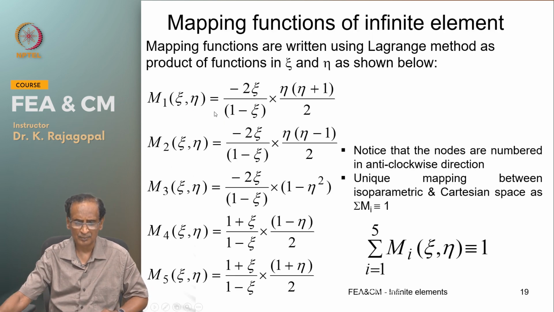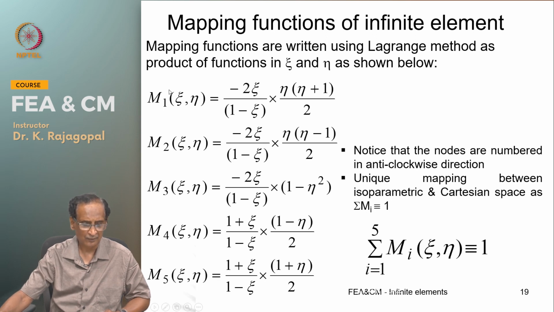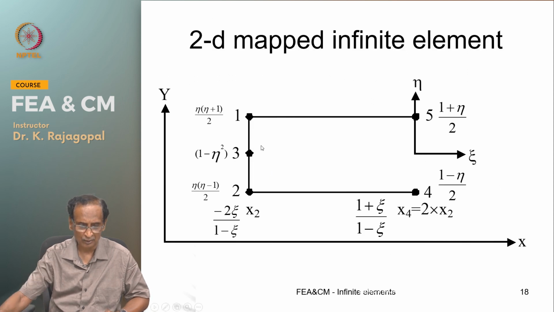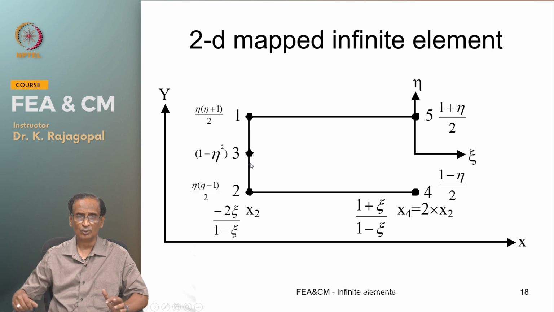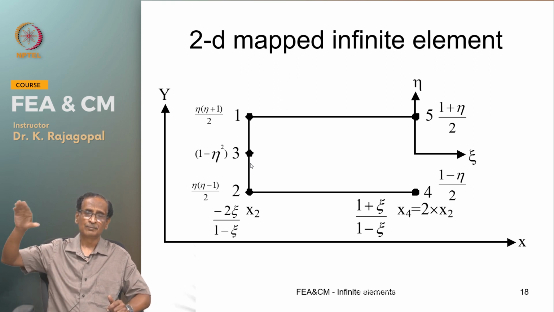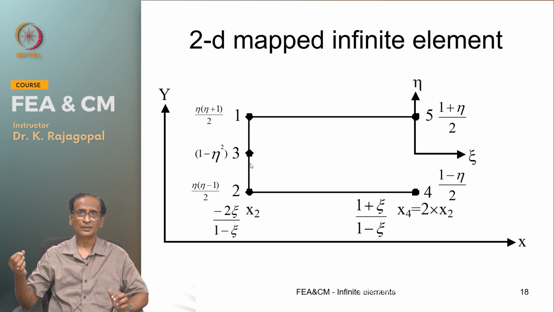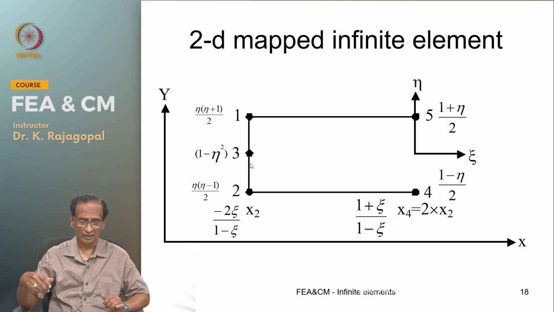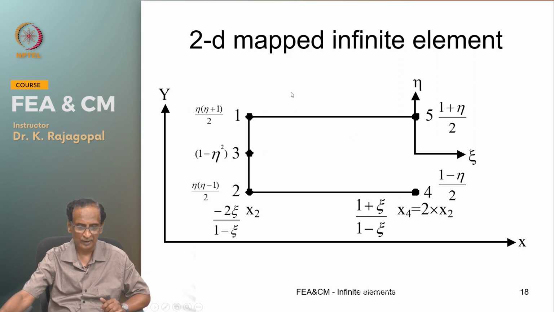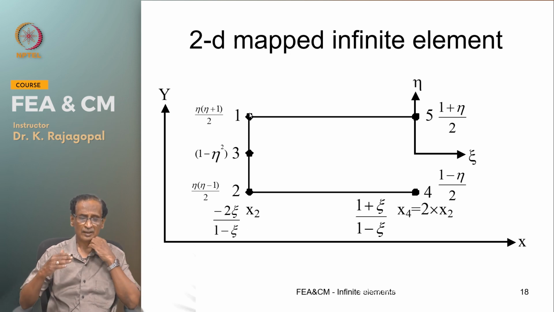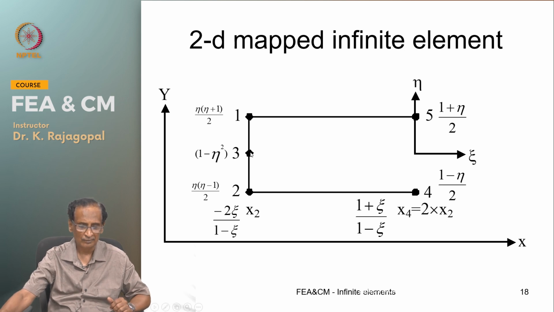So by using the Lagrange principle, we can get our 5 mapping functions like this, and I want you to notice that we have numbered these nodes in an anti-clockwise direction. Unless you number the nodes in the anti-clockwise direction, you will not get a positive Jacobian matrix or Jacobian determinant. So 1, 2, 3, 4, 5, and as the convention, we numbered the corner nodes first and then the mid-side nodes later. So 1 and 2 and 3 along the direction of 1 and 2, and then the 4 and 5.